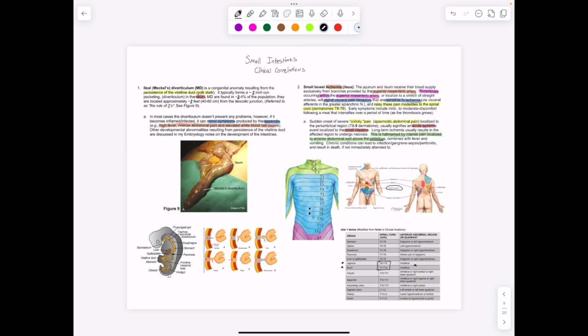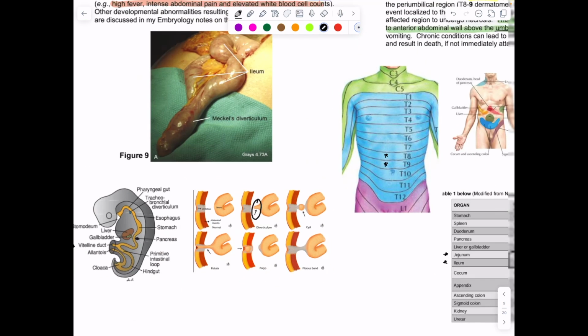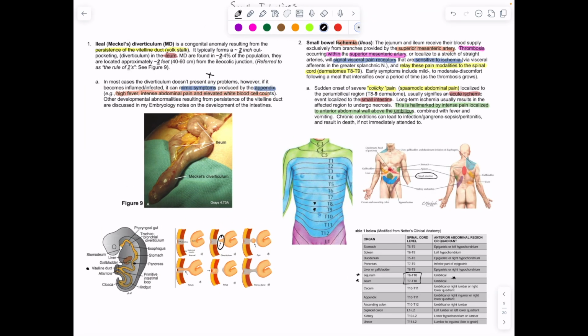Okay, some clinical correlations here. We have Meckel's or ileal diverticulum. Basically, when you're an embryo, you have this vitelline duct that normally goes away. Sometimes it doesn't, and you're left with this little diverticulum overall in the ileum. And this normally won't cause any problems, but if it becomes infected, it can be kind of like what happens with the appendix. So you have high fever, intense abdominal pain, and elevated white blood counts. So it's the Meckel's diverticulum in the ileum.